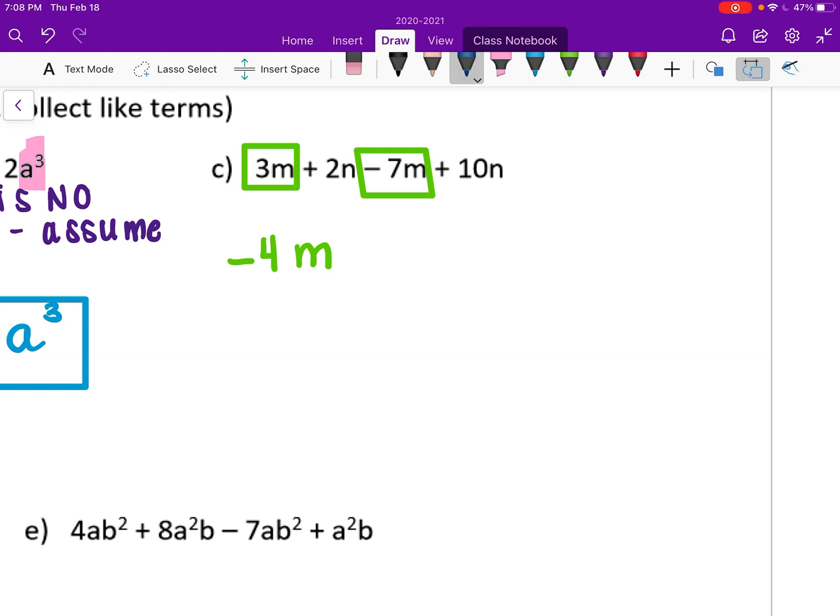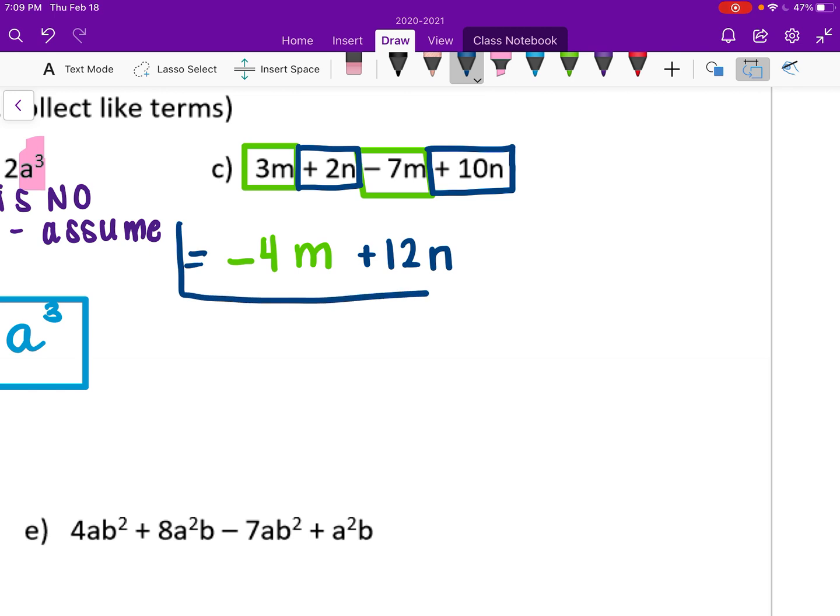And then I'm going to go in and be like, okay, I have two n's. I have an n here and I have an n here. So it's positive 2 plus 10. And we're just going to leave the n. So 10 plus 2 is going to be positive 12.